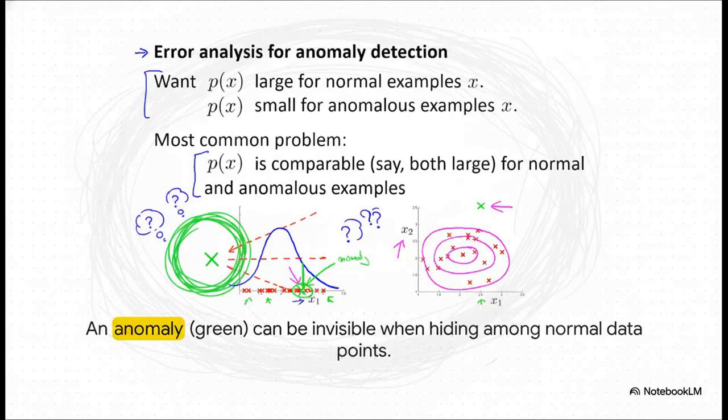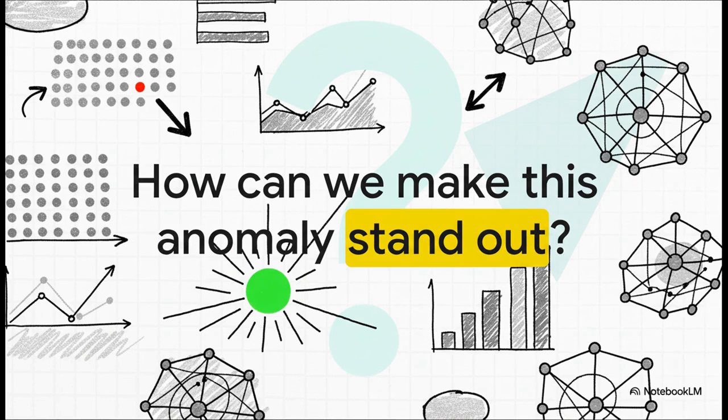So check this out. It's a perfect example. All those red X's are your normal everyday data points plotted on a single line. And that one little green X, that's our anomaly. See the problem here? It's just hiding in the crowd. Based on this one feature, our algorithm would look at that green X and say, nope, nothing to see here. It's totally invisible.